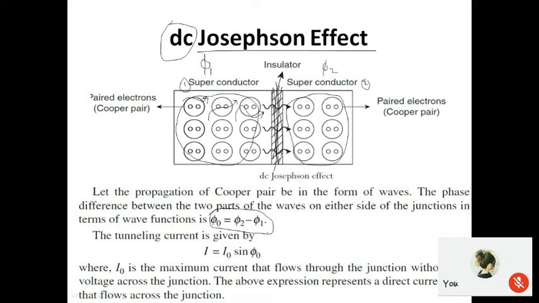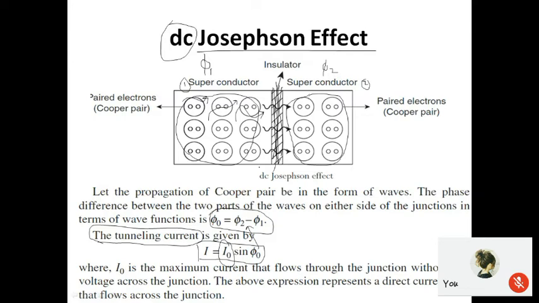So in that case, the tunneling current, that is the small supercurrent that flows through the thin insulating layer, is given by I is equal to I naught sin phi naught, where phi naught is the phase difference between phi 1 and phi 2. That is the phase difference between the corresponding Cooper pair waves of superconductor 1 and 2, and I naught is the maximum supercurrent that flows through the junction.